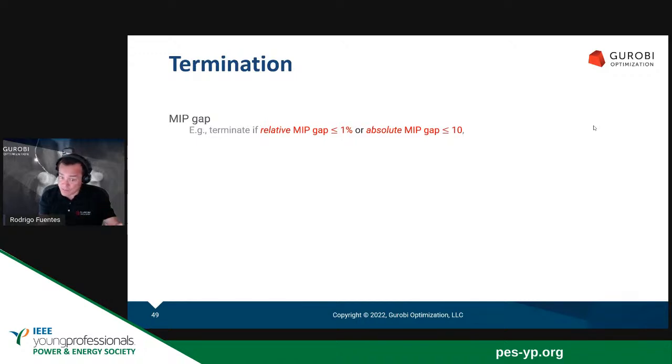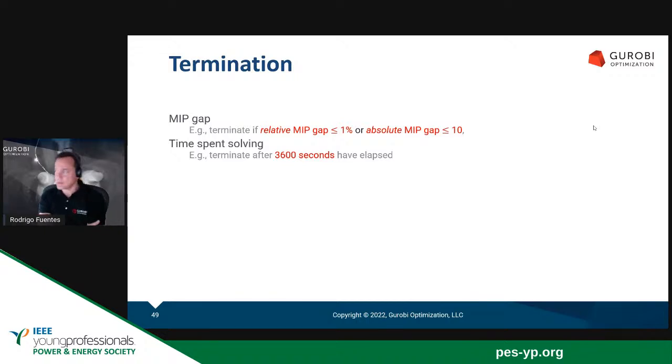The solution will be better, but you will need more time to get to that solution. So there's a trade-off between the quality of the solution you want and the amount of time you're willing to wait. As I said, I've seen that in some ISO applications, a gap of 1% seems to be reasonable to solve a real-time application that has to solve every 5 minutes, every 15 minutes, and a gap that provides a solution that maximizes the profit for market participants. I mean, it seems to be a reasonable gap. You can experiment with this number.